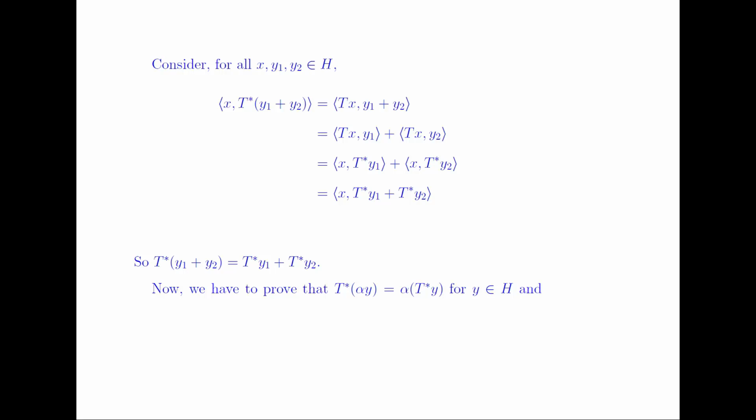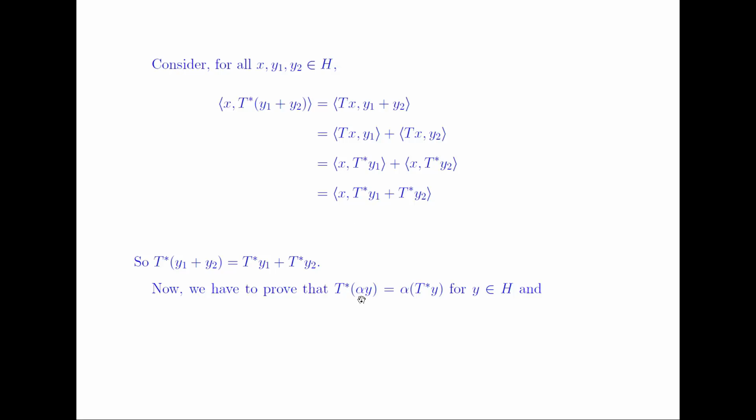Consider, for all x and y1, y2 belonging to H, the inner product of x comma T star of y1 plus y2 is equal to the inner product of Tx comma y1 plus y2, which is equal to the inner product of Tx comma y1 plus the inner product of Tx comma y2. And this can be rewritten as x comma T star y1 and x comma T star y2. And using again the property of an inner product space, this can be written as the inner product of x comma T star y1 plus T star y2. So hence we find that T star of y1 plus y2 is equal to this part.